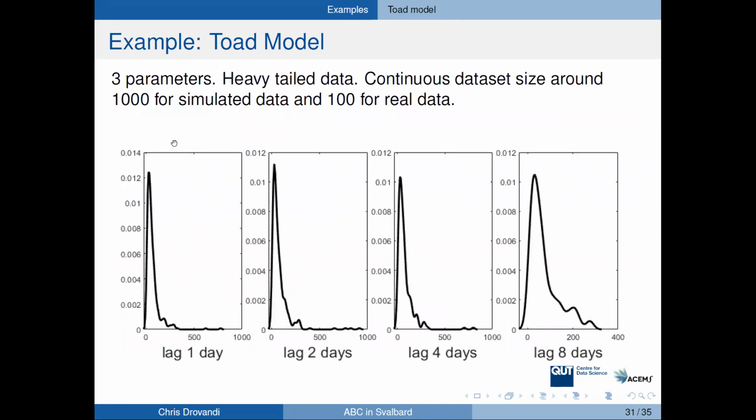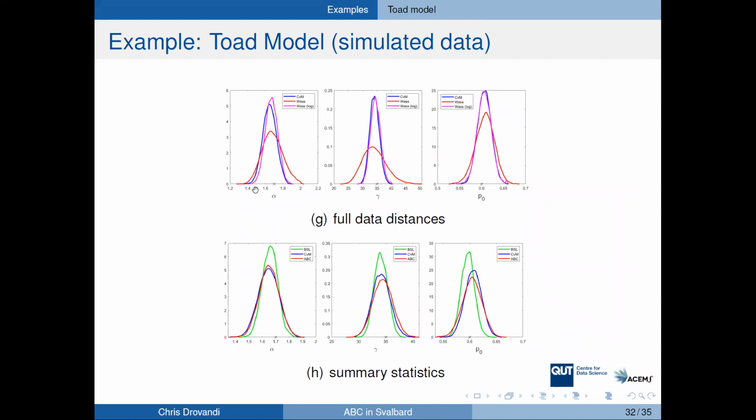So for this one, we have 3 parameters. And as you can see from the figure here, the data is quite heavy-tailed. For the simulated data, there's about 1,000 continuous observations. And for the real data, there's about 100 continuous observations. So for the simulated data, the data set size is quite large. So we found that the MMD was too computationally intensive, so we didn't consider this one.